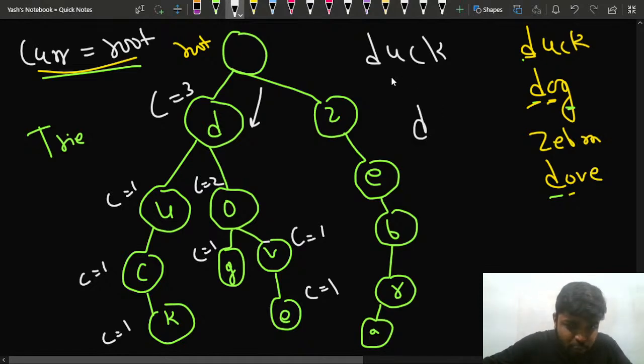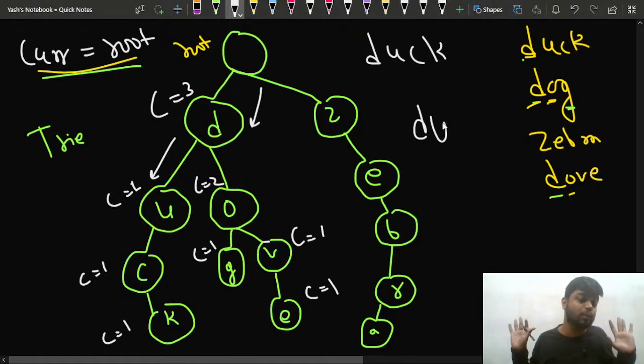So now I'll move to U, down here. Does this U have a count of 1? This U has a count of 1. Since it has a count of 1, this particular prefix DU is unique and is not used by anyone else. This D was used by 3 people, but this U is unique. So the shortest prefix with which I can represent duck is DU.